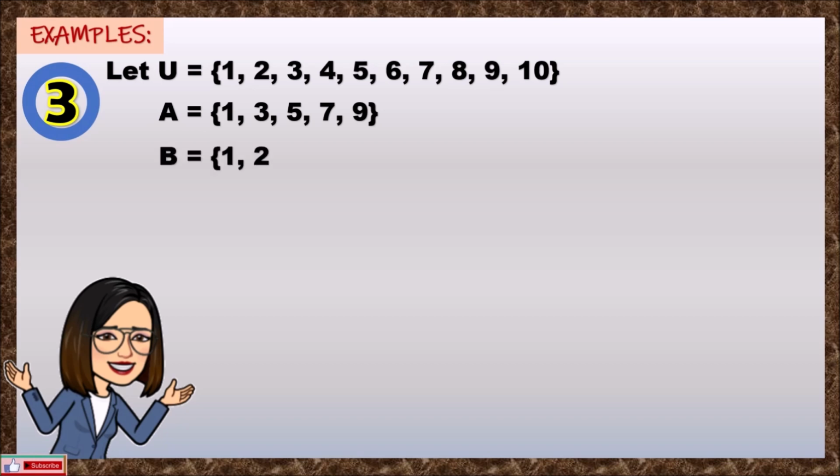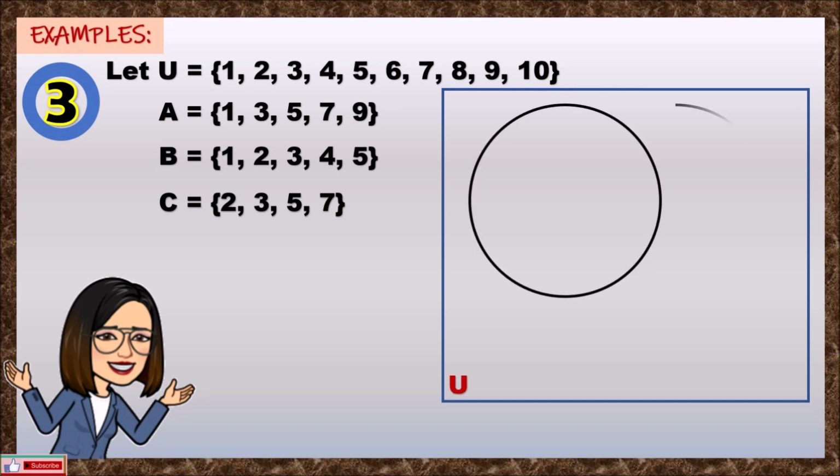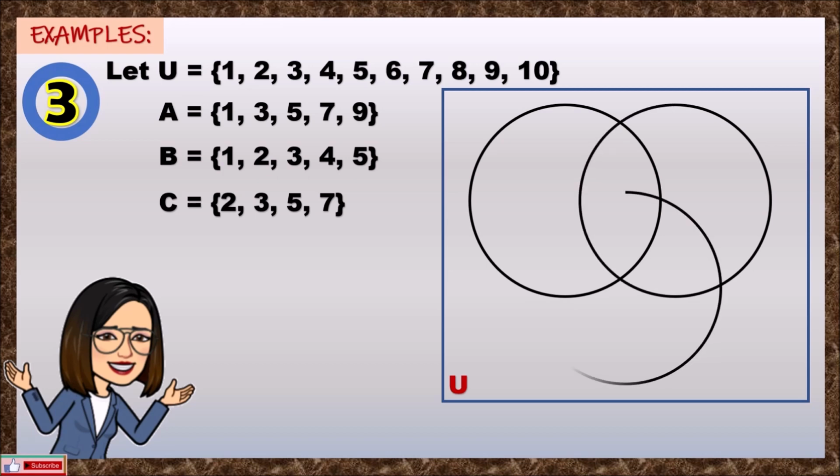Then set B is a set of whole numbers less than 6. So our elements will be 1, 2, 3, 4, and 5. And set C is a set of prime numbers. So our elements here will be 2, 3, 5, and 7. Let's represent the universal set using a rectangle. And inside this rectangle are sets A, B, and C. Make sure that these three sets overlap with each other. Don't forget to indicate their names.